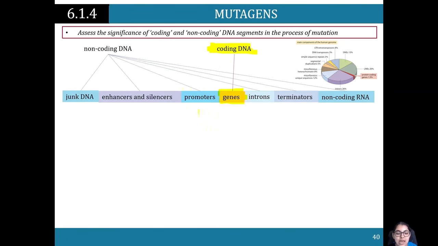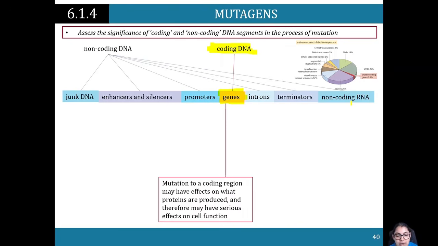That name might stand out because remember we talked about how in DNA replication and in transcription and translation, we have promoter sequences that actually tell us when or where to start these processes. We have introns, terminator sequences, and non-coding RNA as well. So here is the purpose of each.